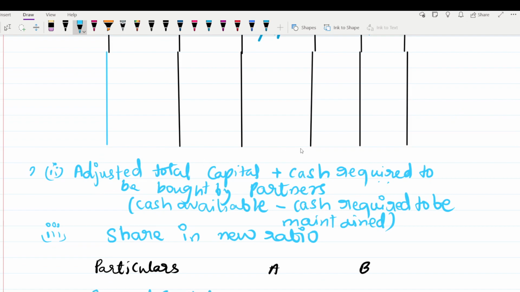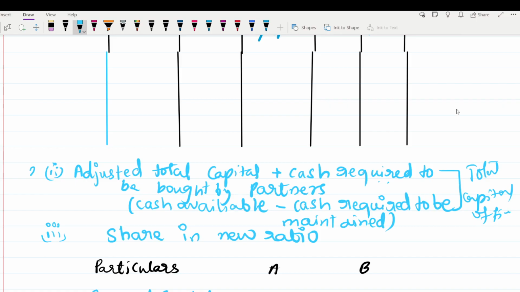Okay, you add all the partners, however many partners there are, that many partners' capital accounts you will adjust. Plus you also adjust the cash required to be brought by the partners, which is given in the question. How is it given? Cash available minus cash required to be maintained. Cash available will be given in the balance sheet, and you will get the cash required to be brought by the partners. If you add these, you will get the total capital of the firm. This is called the total capital of the firm.